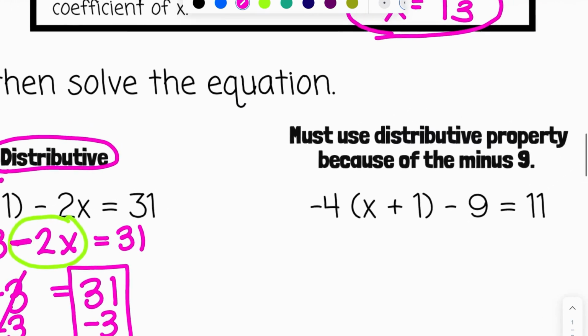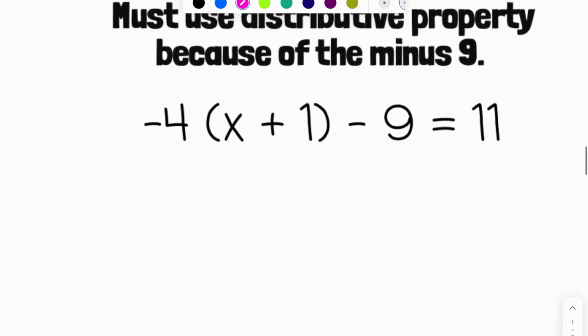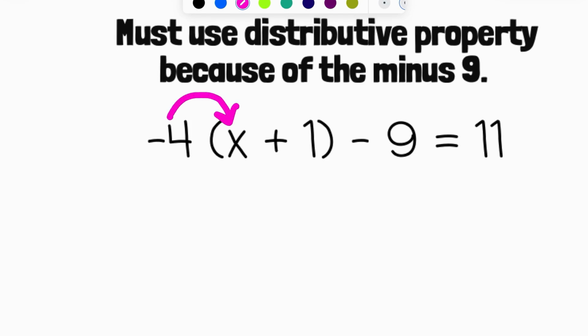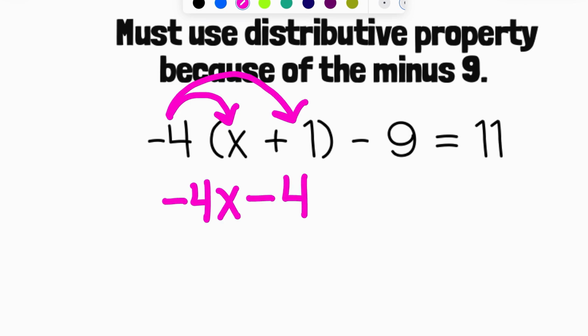All right, last example. Again, we have that minus 9 that's after the parentheses. So we're going to have to use the distributive property on that one. All right, we're going to do negative 4 times x, which is negative 4x. Now, when I do this next multiplication, I'm going to think negative 4 times positive 1. That gives me negative 4. So instead of writing plus negative 4, I'm just going to write subtract 4. Copy down the rest of your problem like that.